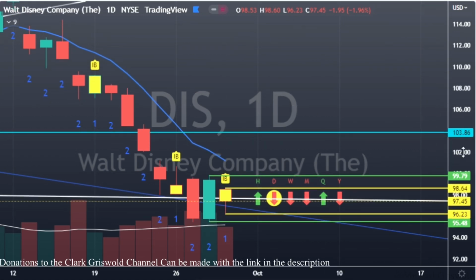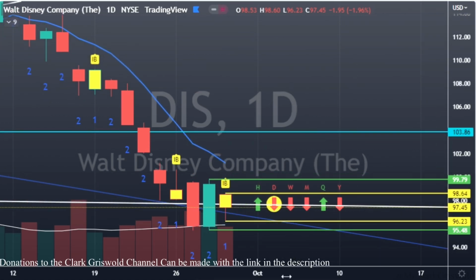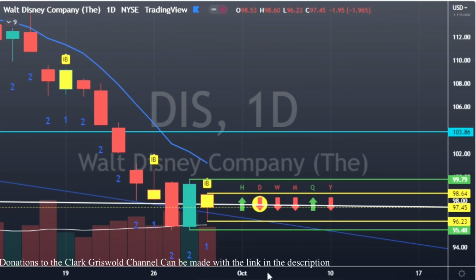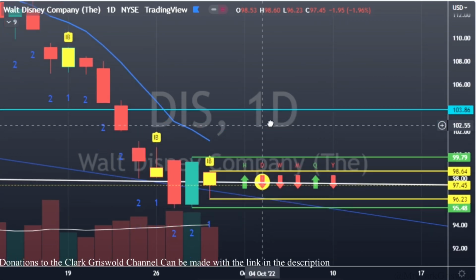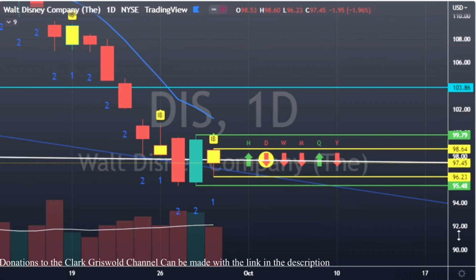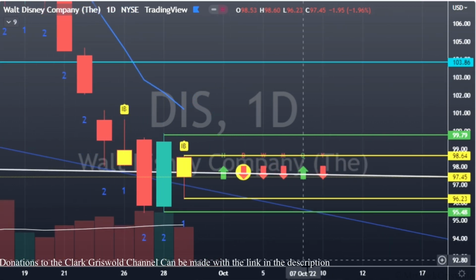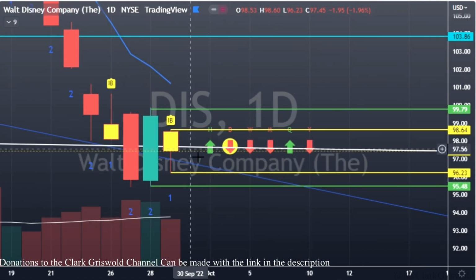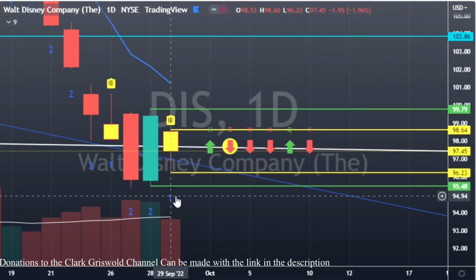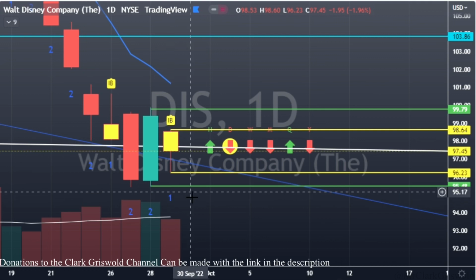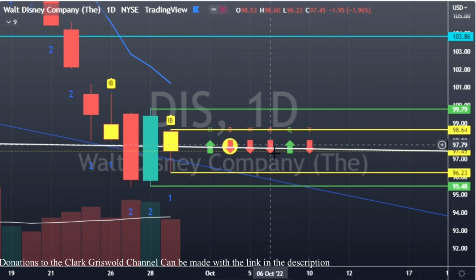And with that, let's get started on this watch list. So the first one we've got up, and like I said, there are a ton of inside bars. If you don't know what an inside bar is, inside bar or a 1 bar, these candlestick numbers are part of the Griswold Strat Indicator. This time frame continuity is part of the Griswold Strat Indicator.